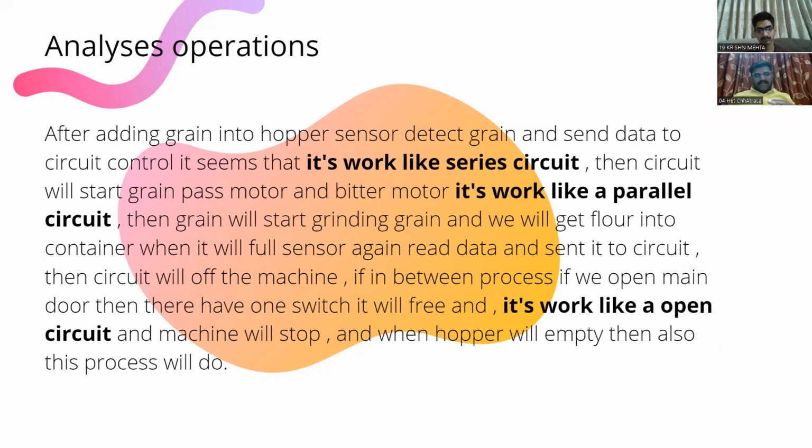When it is full, the sensor again reads the data and sends it to the circuit. Then the circuit will turn off the machine. If, in the middle of the process, we open the machine door, there is one switch and it will free. It works like an open circuit, and the machine will stop automatically. And when the hopper is empty, this process also happens.